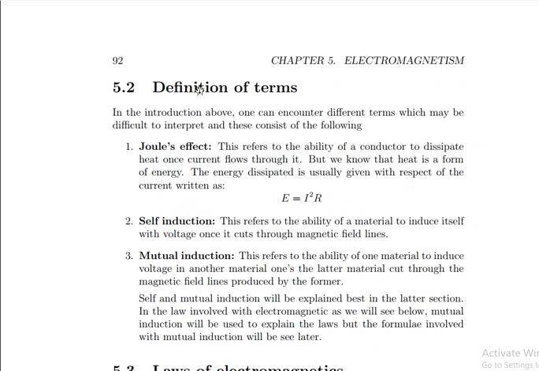Now let's have some definition of terms which can be used in electromagnetism. Number one term that we're going to have is the Joule effect. The Joule effect refers to the ability of a conductor to dissipate heat once current flows through it. And the formula for the Joule effect is given as P, which is the power, equals I squared R, where I is the current and R is the resistance of the conductor which dissipates the heat.